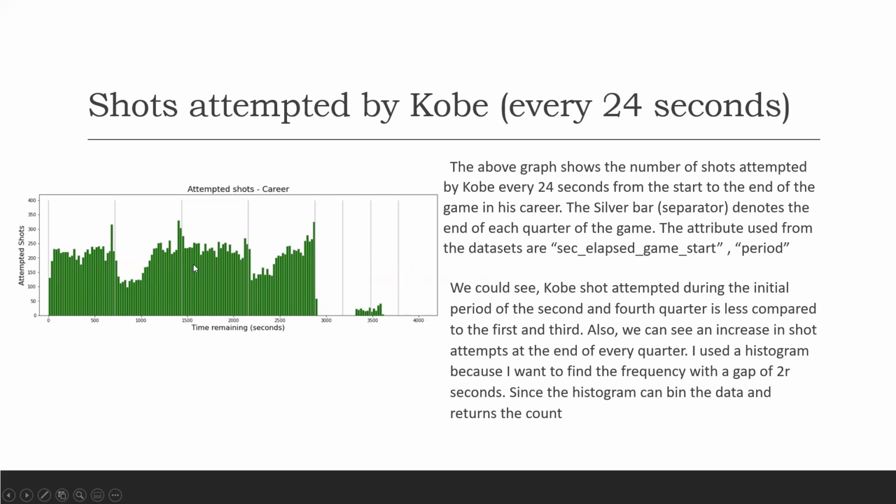Some of the key attributes that I used are elapsed game start and the period. From this graph, we can see Kobe's shot attempts during the initial period of the second and fourth quarters are fewer compared to the first and third. Also, there's an increase in shots attempted toward the end of every quarter. I used a histogram because I wanted to find the frequency within 24 seconds, since the histogram can bin the data and return the count.